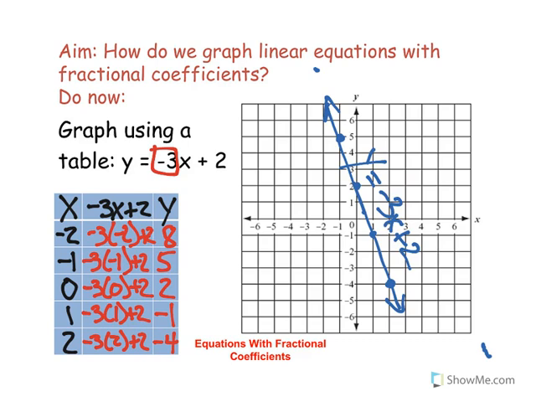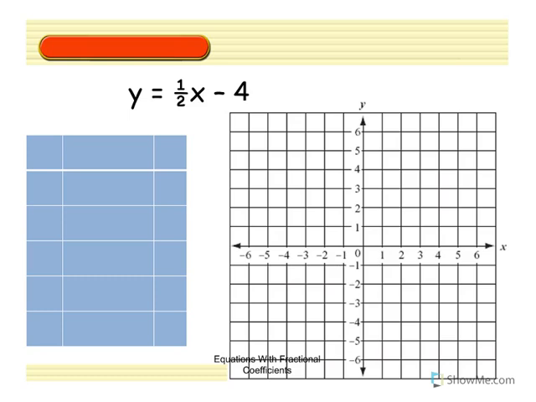So again, once you've plotted your points from your table, we're going to connect them with our ruler. We're going to make sure we use arrows to show it's a line and not a line segment. And we're going to label the equation on the line. Okay, so let's take a look at something like this. So I'll set up my table.